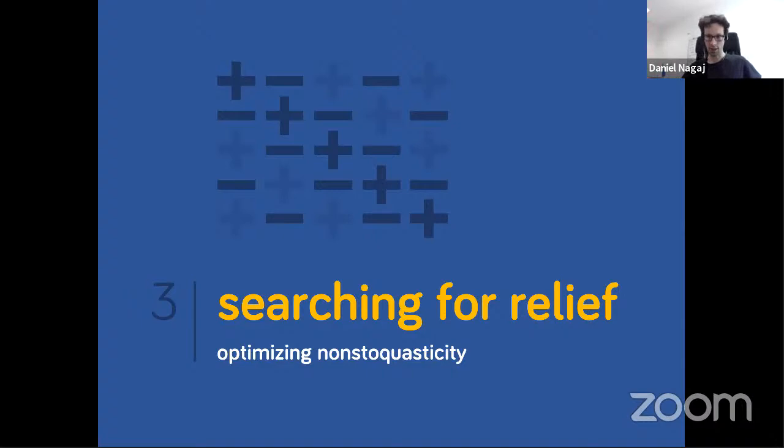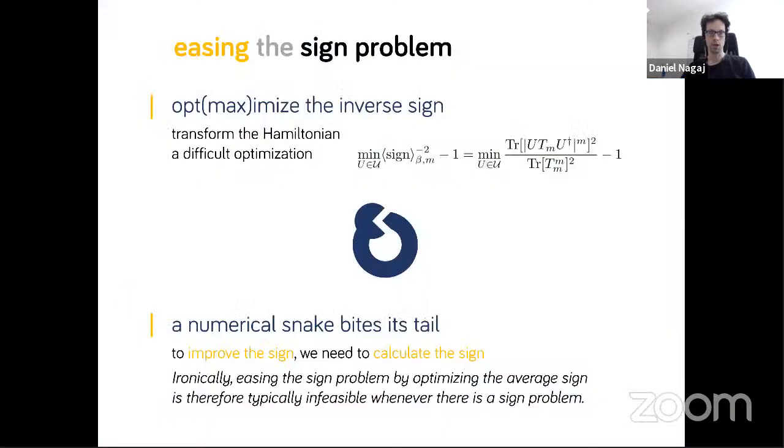This is difficult. So instead of optimizing the sign, we come up with a new way of dealing with it by optimizing something that we call non-stochasticity. Easing the sign problem, dealing with it at least partially, is difficult. When I take a Hamiltonian and transform it into a different basis, I want to find out how I am doing, what my average sign is.